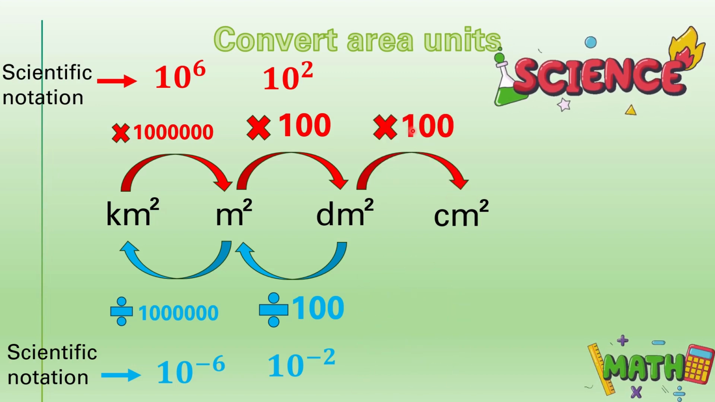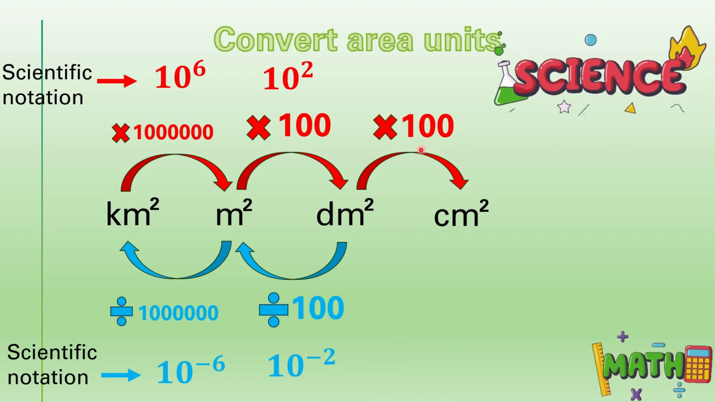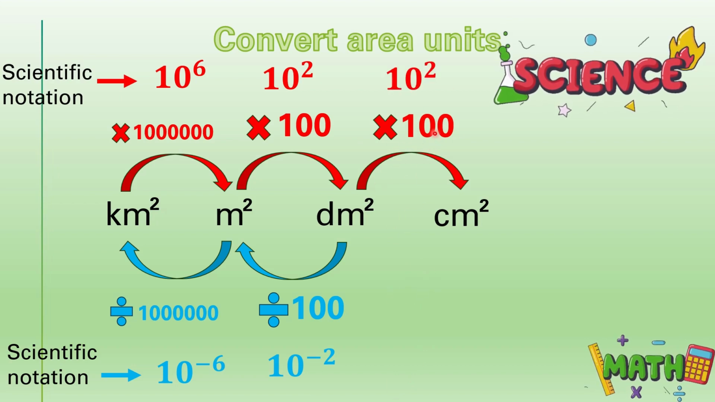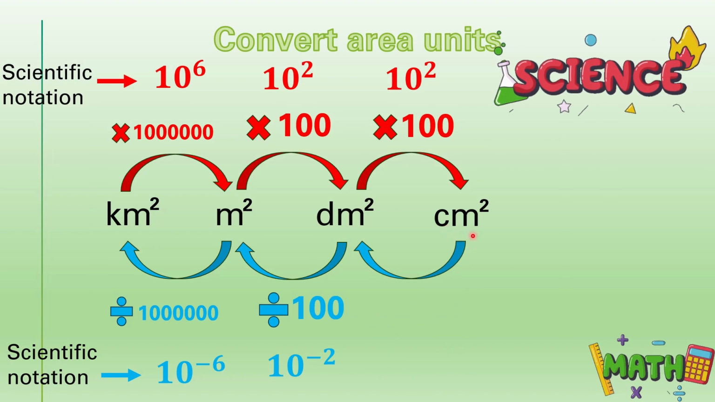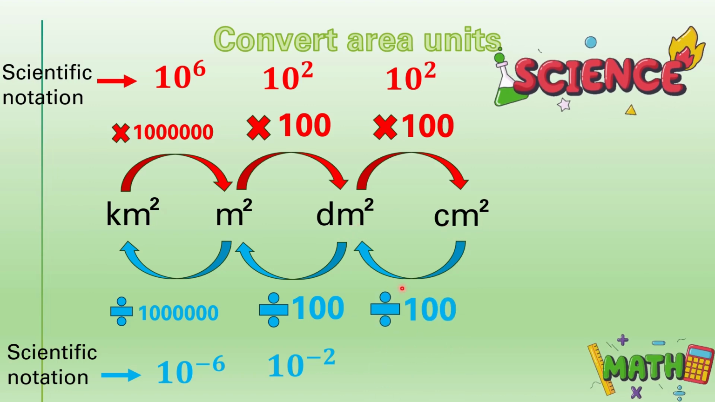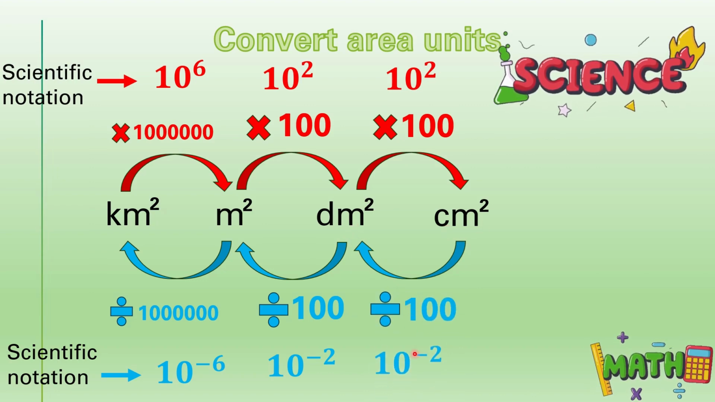Again, multiplication by 100. Again, for the length unit it was 10, so squared it is here 100, or in scientific notation 10 on the power of 2. Then again, if you are going in the opposite direction, from smallest to biggest, so from centimeter squared to decimeter squared, you are dividing with 100, or in scientific notation 10 on the power of minus 2.